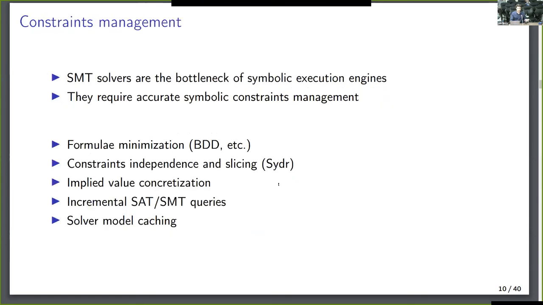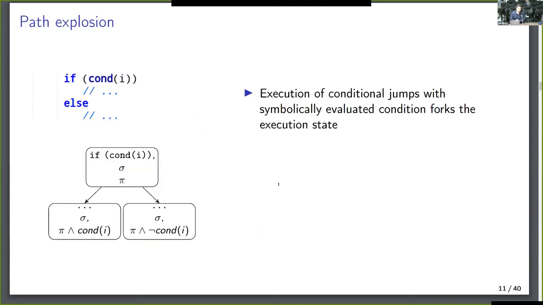Yeah, so this was the problem of constraints management, and it is important. But yet more important is the problem of path explosion. And it is connected with the combinatorial property of the branches of the program. So if the symbolic execution machine executes this conditional statement, it forks every state.